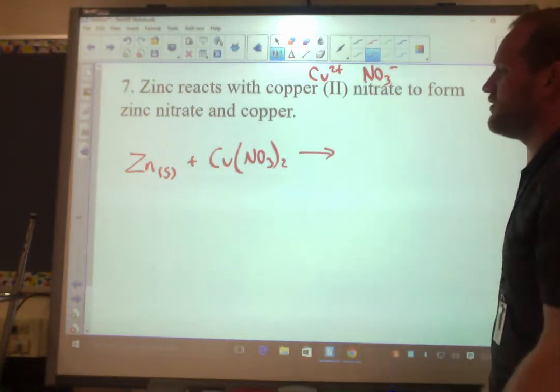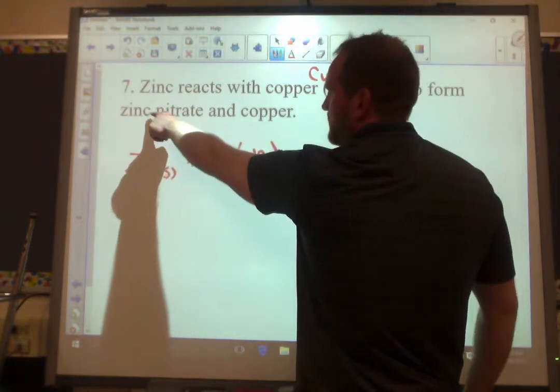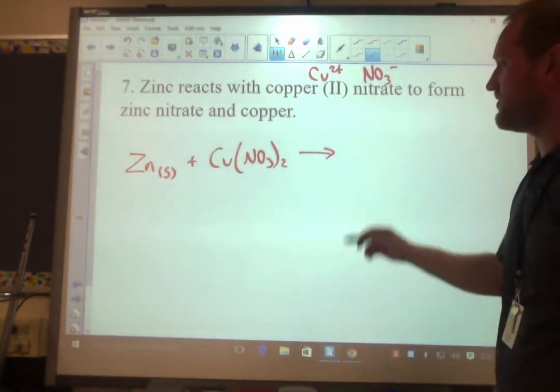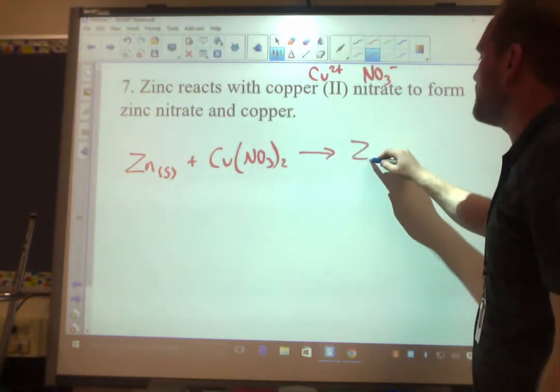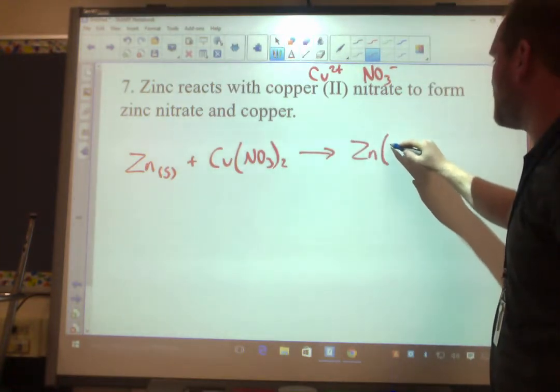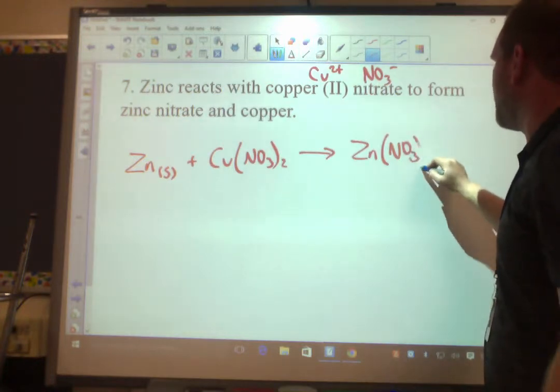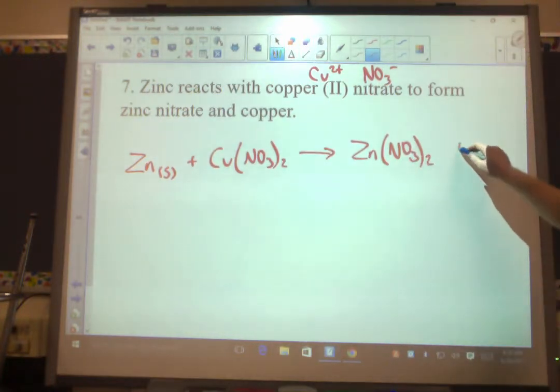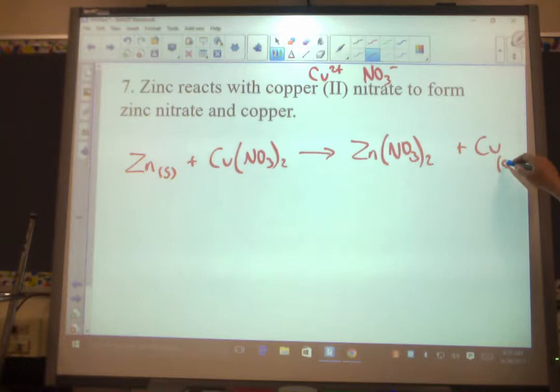To form zinc nitrate. Now you might say, well, why don't we need a number here like a zinc 2? Well, that's because zinc is always 2 plus. It's part of that 3-to-1 rule. So zinc is 2 plus, nitrate is minus, so it's Zn(NO3)2 and copper. And for the copper, we can assume that's solid because it's a metal. And this, you can see, is actually already balanced.